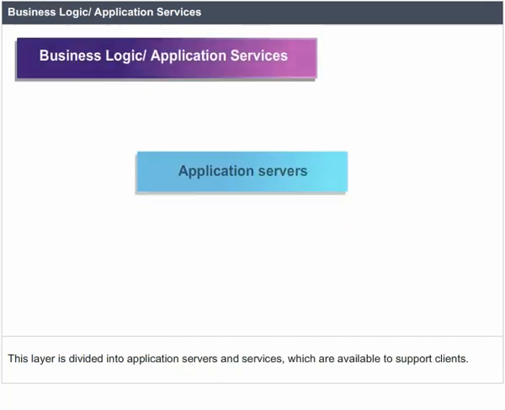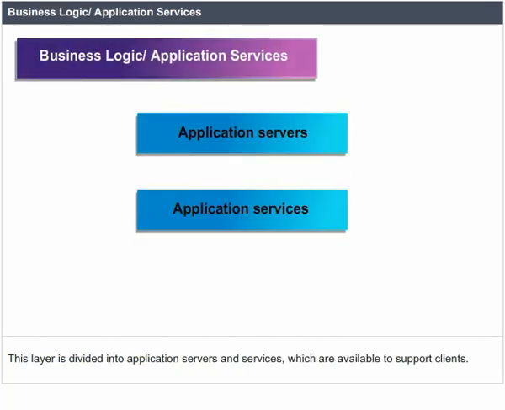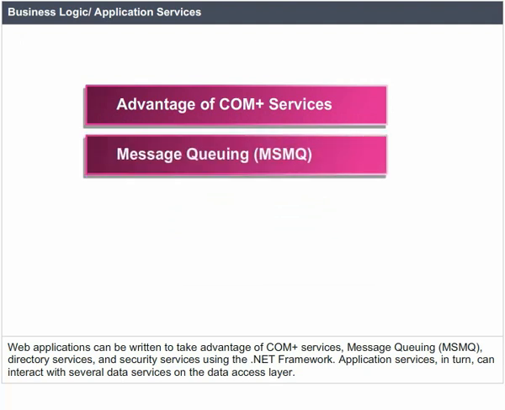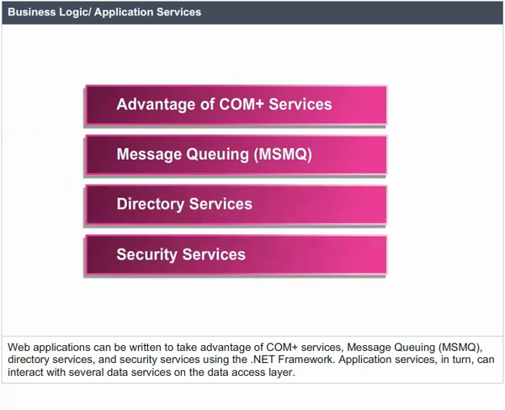Business logic, application services. This layer is divided into application servers and services, which are available to support clients. Web applications can be written to take advantage of COM+ services, message queuing, MSMQ, directory services, and security services using the .NET framework. Application services, in turn, can interact with several data services on the data access layer.